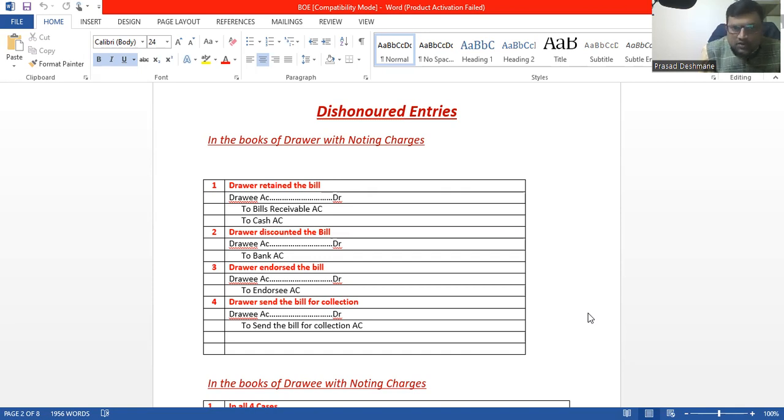So whenever there's a dishonor, the concept called noting charges arises. Noting charges is what? A lawyer's charges. Because this is a legal document, as I mentioned earlier also, a bill of exchange is a legal document which is prepared by the lawyer. So when the lawyer prepares a bill, he'll charge you something, his service charges. That service charge is called noting charges. And noting charges, ultimately the drawee will bear, but for the time being, the current holder will pay the noting charges.